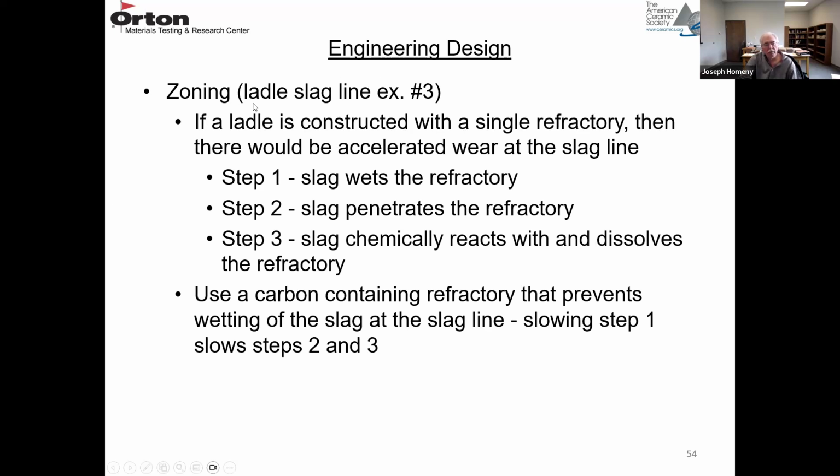So this is an example for a ladle slag lining. If a ladle is constructed with a single refractory, then there would be accelerated wear at most likely the slag line, the high wear area. So step one in the corrosion, the slag wets the refractory. Step two, the slag penetrates the refractory. And in step three, the slag reacts chemically with the refractory and dissolves it, and then you have corrosion.